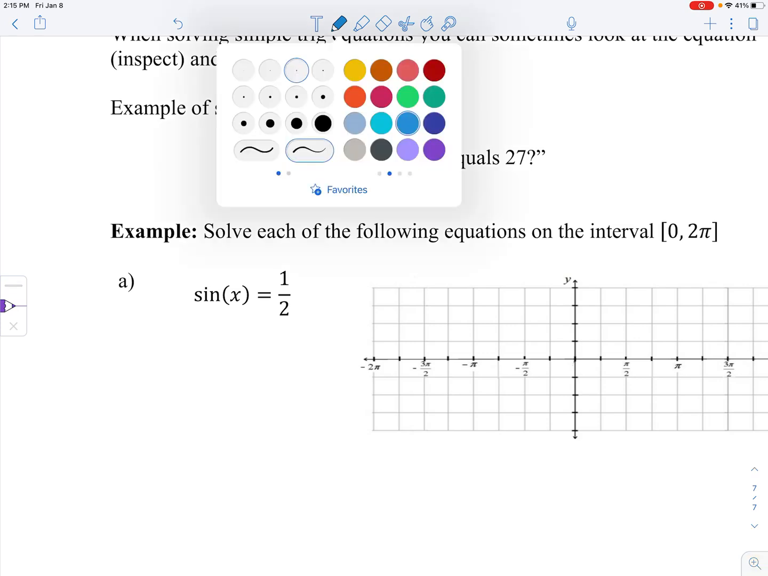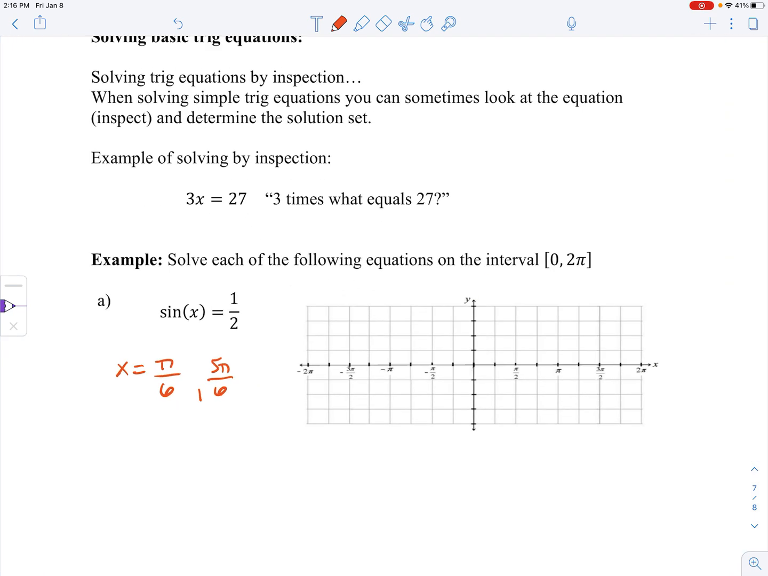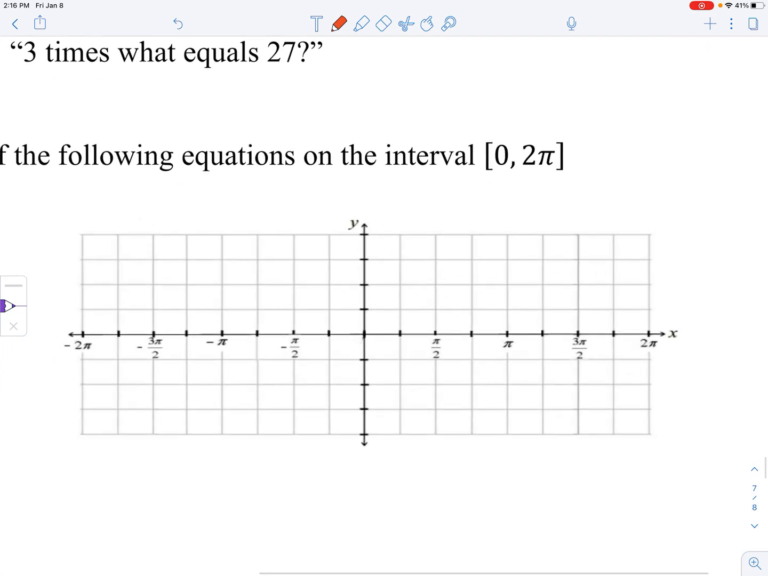So, for example, the example here says solve each of the equations on the interval from 0 to 2 pi. Well, 0 to 2 pi is the unit circle. So all those angles are on there. So you're thinking, okay, well, sine is positive in quadrant 1 and quadrant 2. So in quadrant 1, what would that be? Pi over 6. And then in quadrant 2, that would be 5 pi over 6. Okay, so those are the solutions.